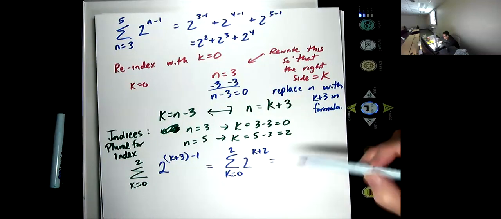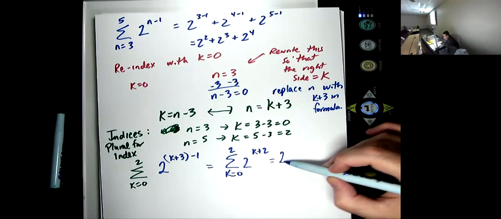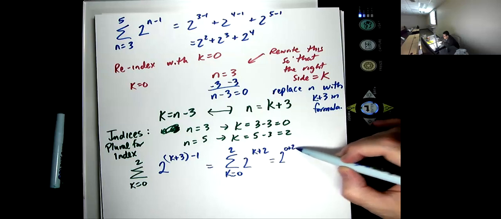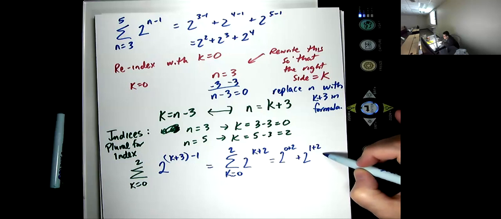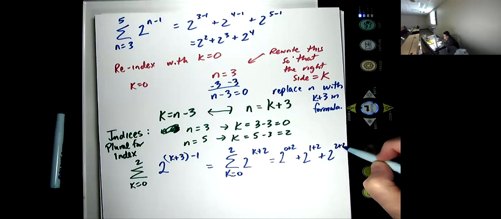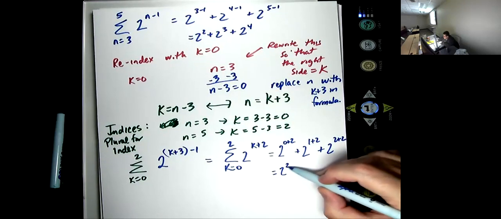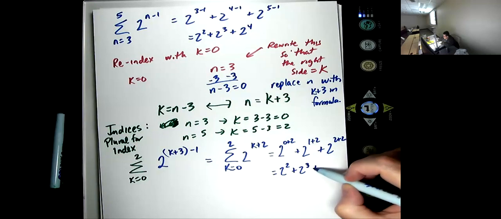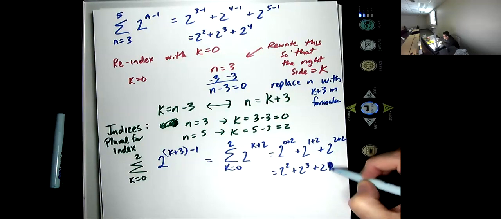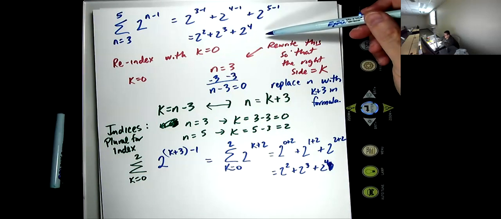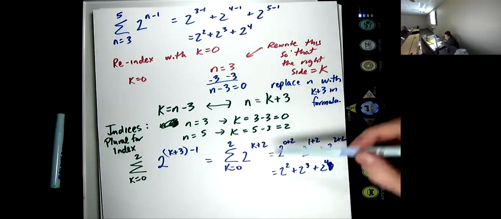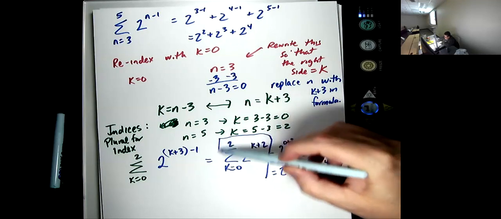Do we still get the same sequence or series? 2 to the 0 plus 2, plus 2 to the 1 plus 2, plus 2 to the 2 plus 2. 2 squared plus 2 cubed plus 2 to the 4th. Which is what we had up here. So that has been re-indexed to k equals 0.